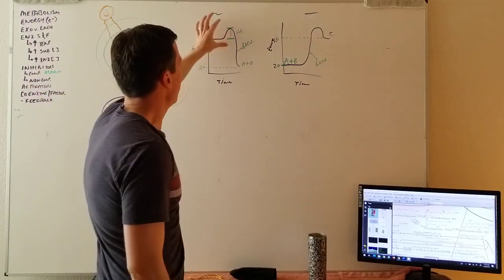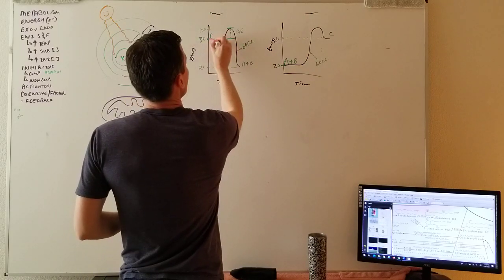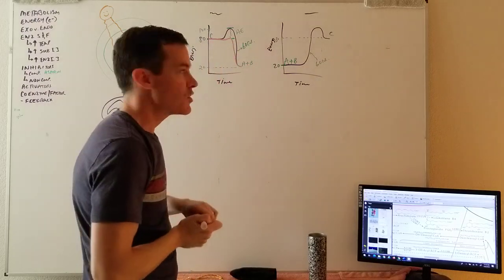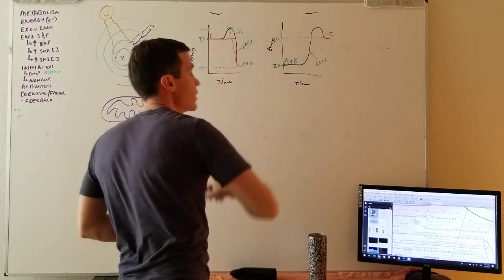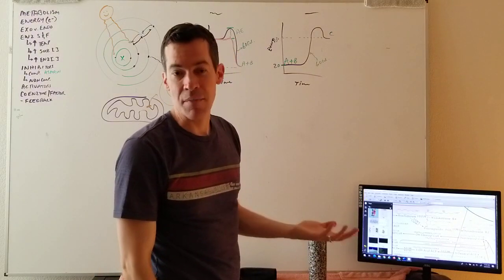How do they do that? They lower activation energy. So now, if I add an enzyme, my chemical reaction looks like that. So now instead of having to input 20 units of energy, I have to input 1 unit of energy. So now this reaction would happen 20 times faster.